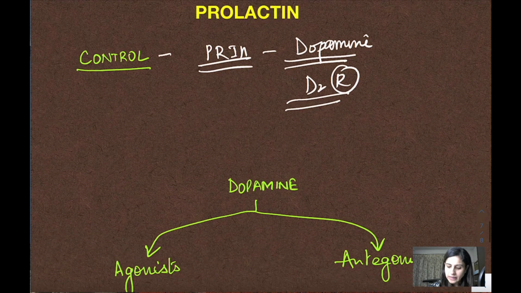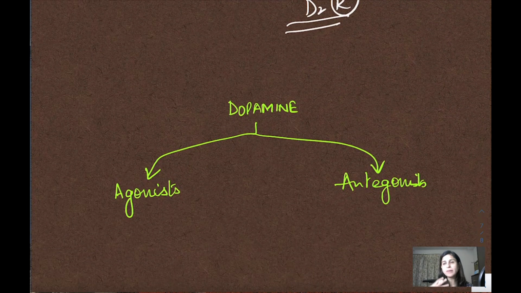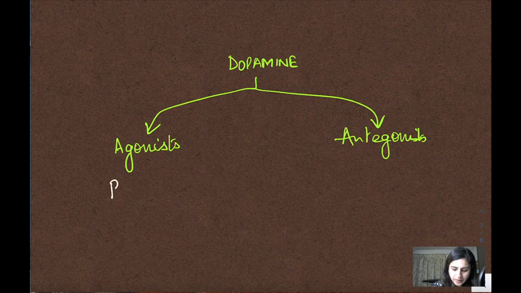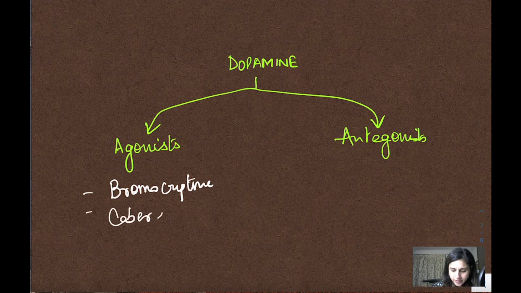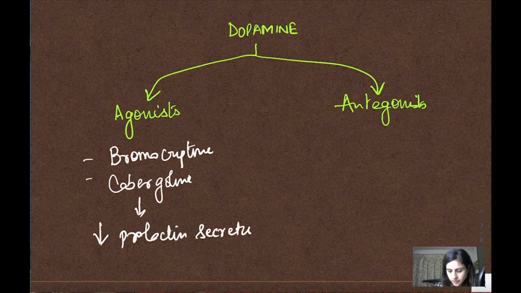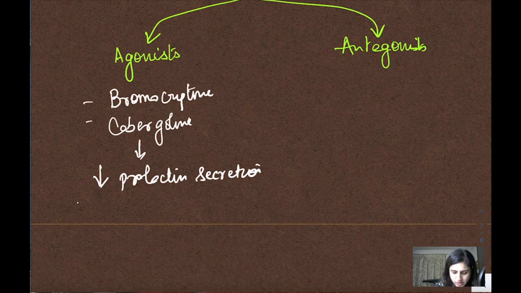Now, there are certain drugs which are dopamine agonists and there are dopamine antagonists on the D2 receptor. So what effect will they have on the release of prolactin? So जो dopamine agonists हैं at the D2 receptor, for example, drugs like bromocriptine, drugs like cabergoline. So they are agonists, and what they do is decrease the prolactin secretion. So where can they be put to use?